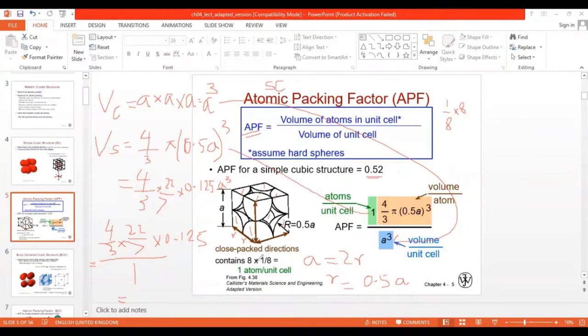Close pack directions contain 8 into 1 by 8. So in this 8 into 1 by 8, we have 1, 2, 3, 4, 5, 6, 7, 8 atoms. They are not total full atoms, just 8 atoms, and 1 by 8 of each atom is actually incorporated here. So this particular region is 1/8 the volume of one sphere.